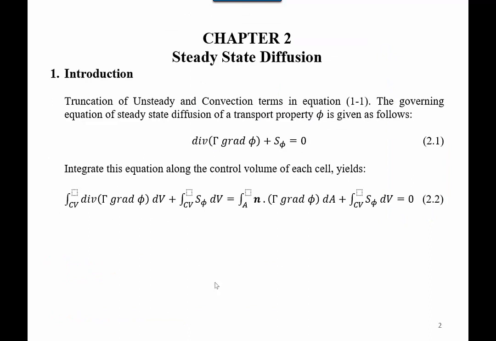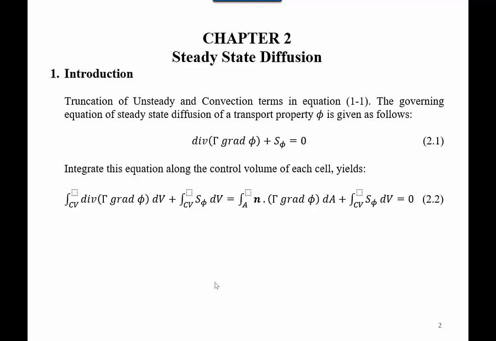Okay, so we will start the introduction to steady-state diffusion. As we talked about in the previous chapter, there is a general transport equation which is a differential equation that controls the phenomena of transport property. So when we say steady state diffusion, that means the transient term will be deleted because partial phi to partial time will be equal to 0.